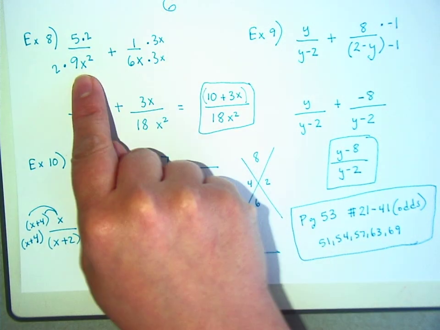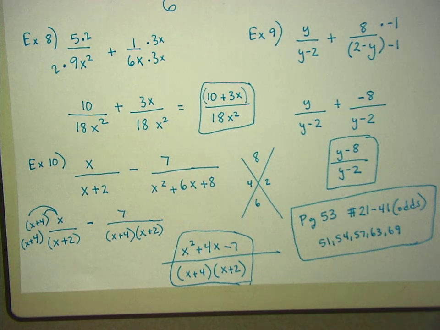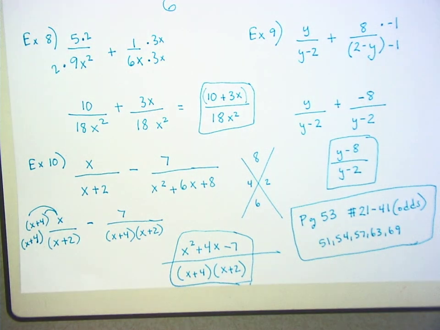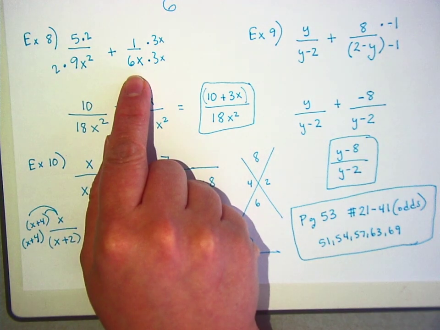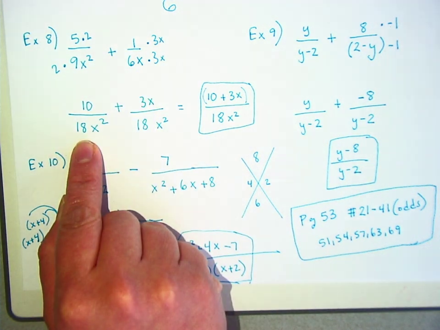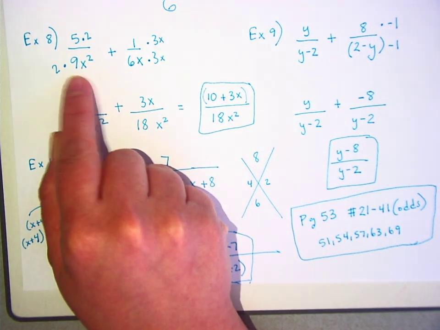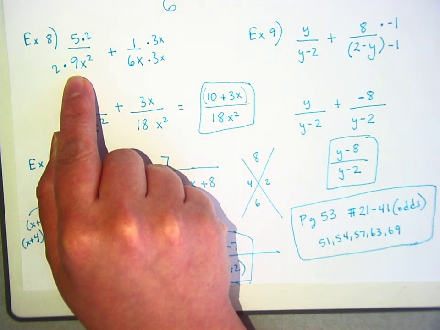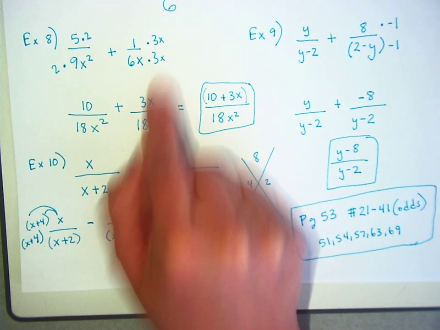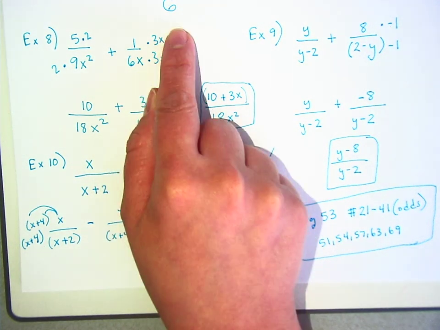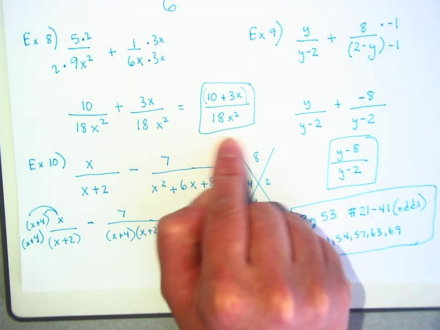So it was 5 over 9x squared plus 1 over 6x. And then we talked about how if you're adding fractions, you have to find a common denominator. So they decided that what 9x squared and 6x both go into is 18x squared. So to get to 18x squared, on this one, they multiplied by 2 on the bottom and the top. And on this one, to get to 18x squared, they multiplied by 3x on the bottom and the top. And then if you simplify, it's just 10 plus 3x over 18x squared.